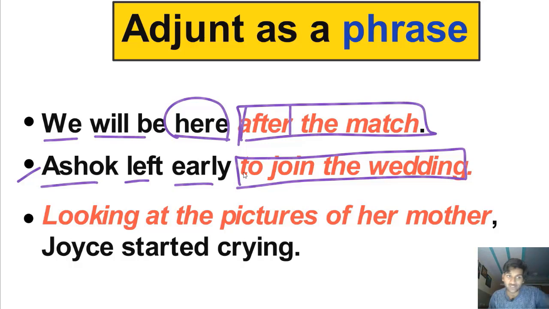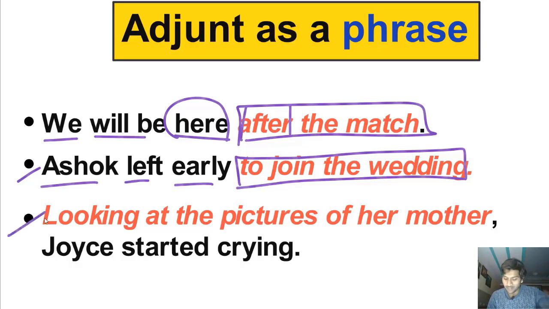Why did he do the action? Why did he leave? Ask. Why did he leave? To join the wedding. So it's working as an adverb. Do we really need this piece of information? No, we don't. Since we don't, it's an adjunct to the sentence, right? Adjunct as a phrase.